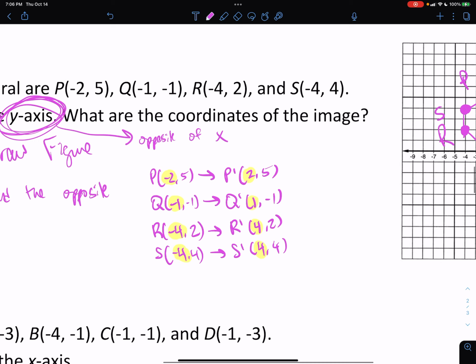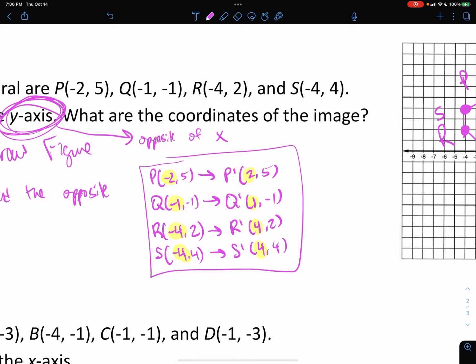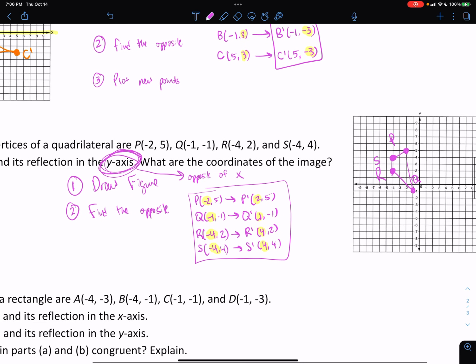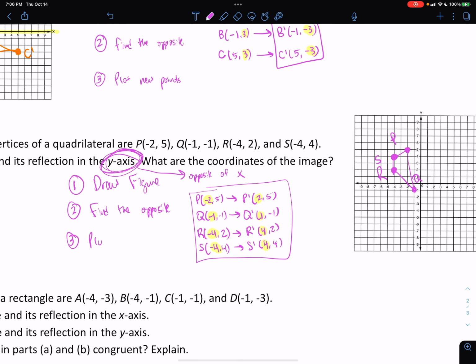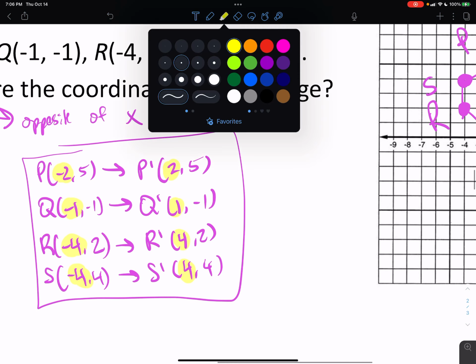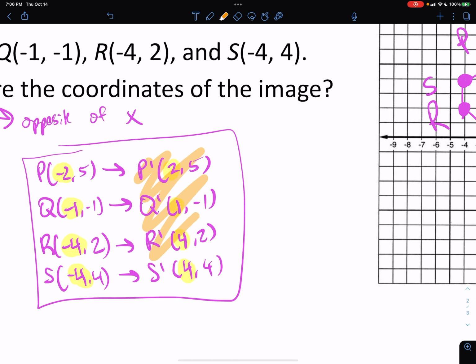So I do want to see you writing down all of these points for your homework. I know it's a little bit of work, but this is what my expectations are for this lesson. And then step number 3, plot your new points. Okay, so my new points are right here, highlighted in orange.